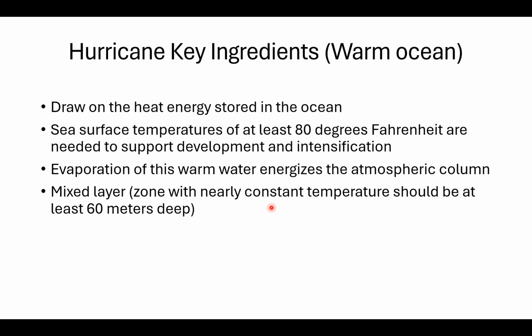The mixed layer, the zone with nearly constant temperatures, should be at least 60 meters deep. Now, when we talk about the ocean surface, the mixed layer is that area of the ocean in which we have a lot of mixing because of winds. So you don't want to have super cool water again coming up towards the surface. You want at least 60 meters deep of nearly constant, very warm tropical waters, preferably at least 80 degrees Fahrenheit.